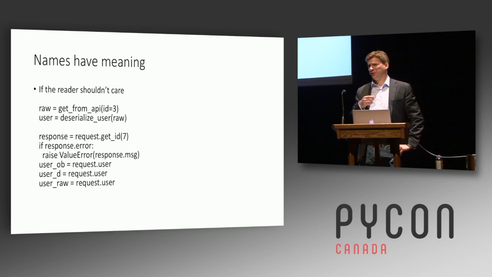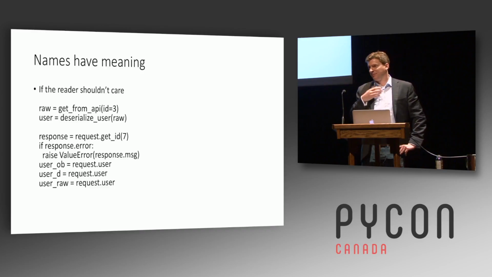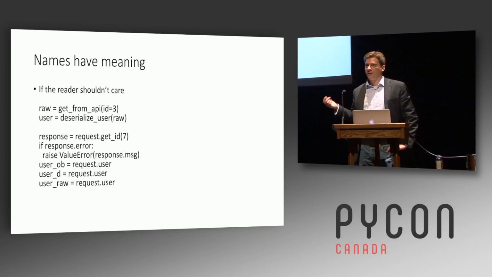And then the next thing you do is you immediately consume the response and maybe give it a more concrete name. User ob, this is some kind of a Python class. User d, this is probably a dictionary. Or user raw, I'm just getting the raw data, and you still shouldn't care about what it is other than the fact that it's about to become a user. Great.